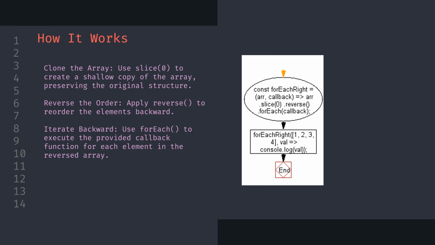The function starts by cloning the array to prevent modifications, reverses the order of the elements, and applies the callback function to each element sequentially in reverse order.